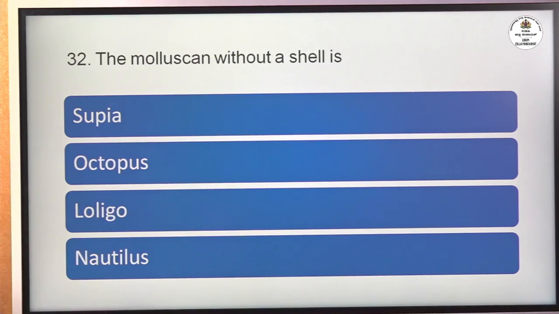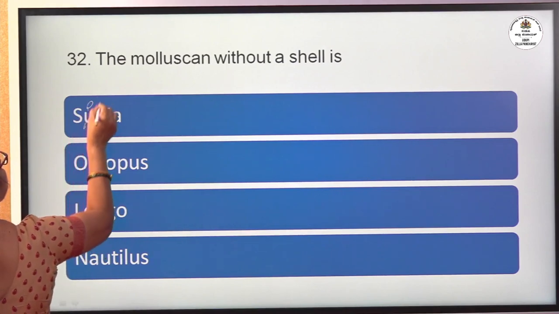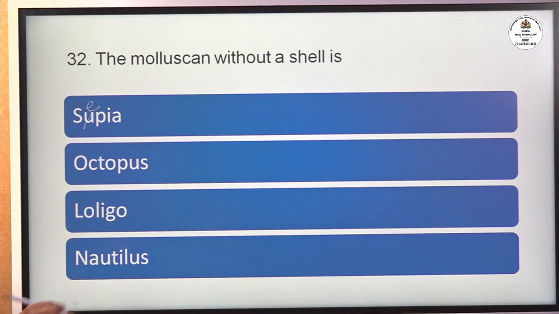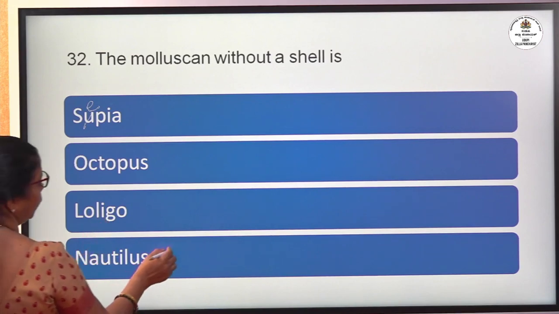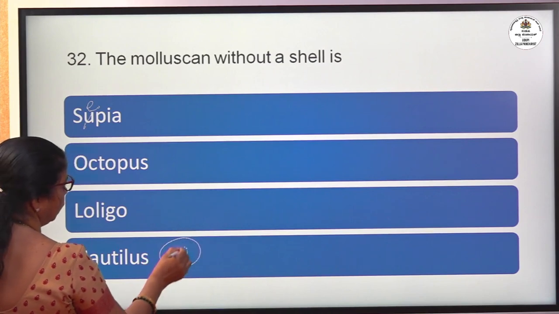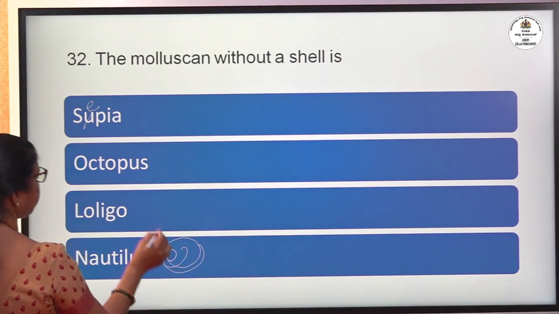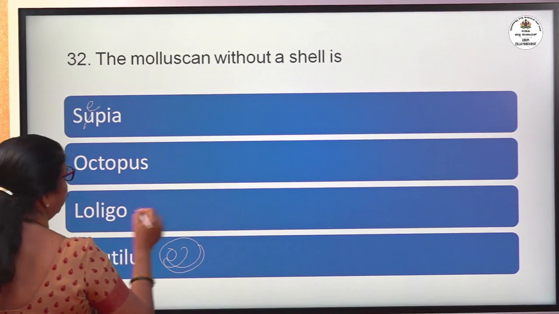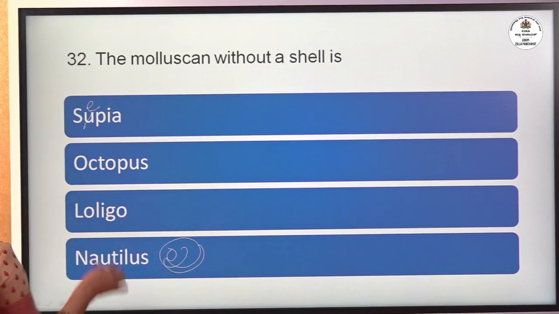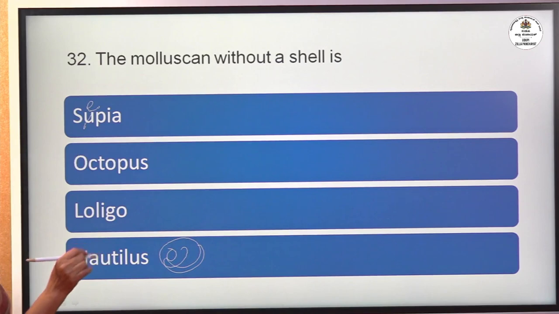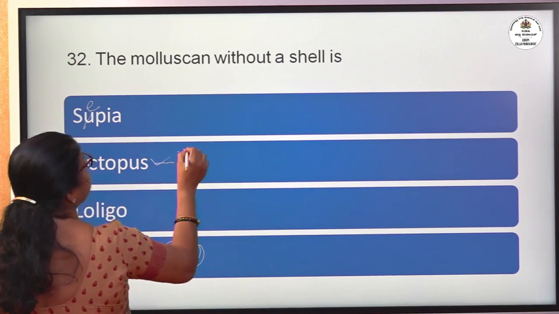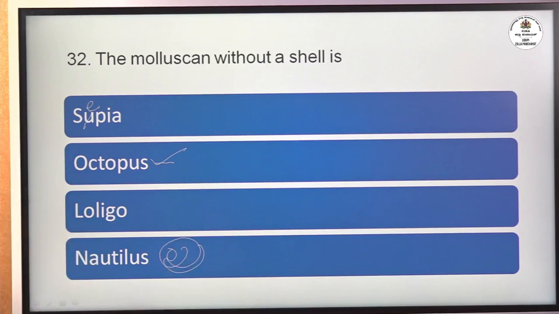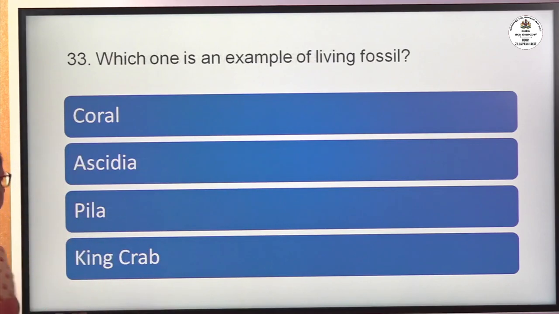The molluscan without a shell. So, here there is a mistake, it should be Sepia, octopus, Loligo, Nautilus. So, here there is a big shell in Nautilus. Loligo has an internal shell. Sepia, cuttlefish, is also with an internal shell. And here, octopus is without any shell. Octopus or devilfish, it does not have a shell.